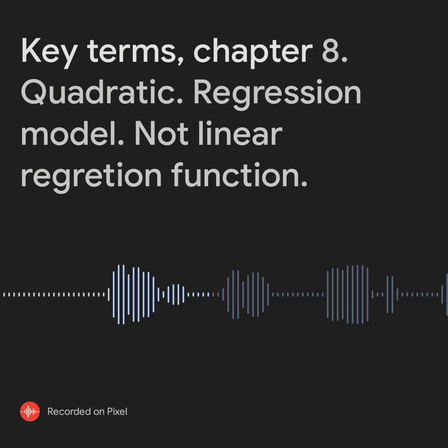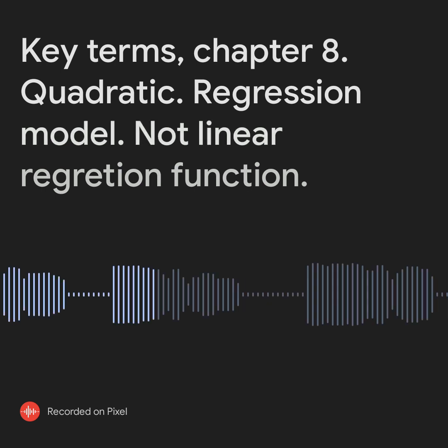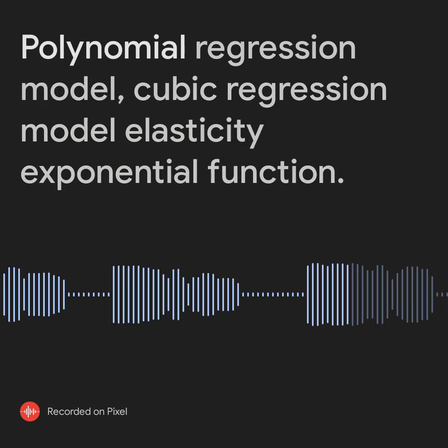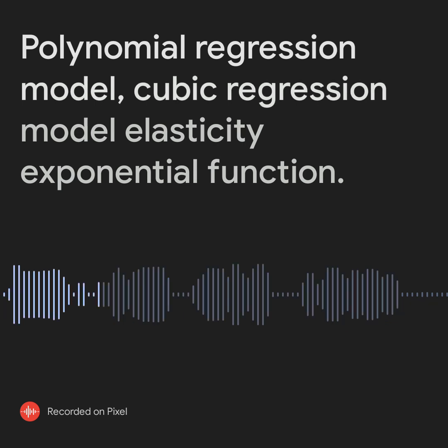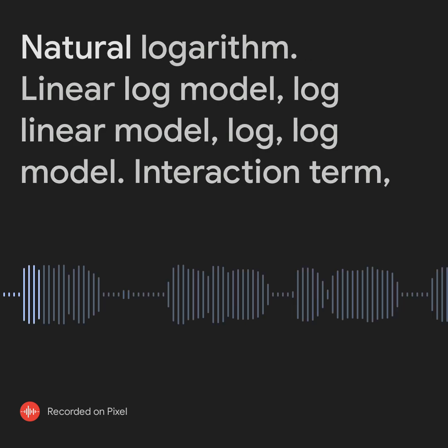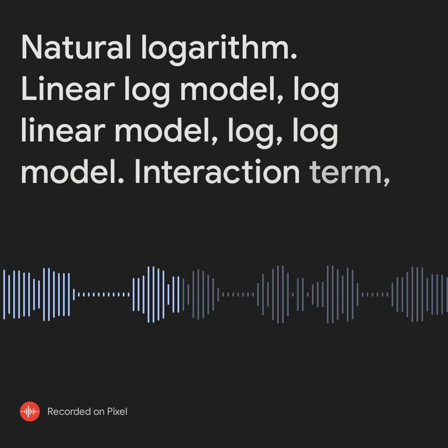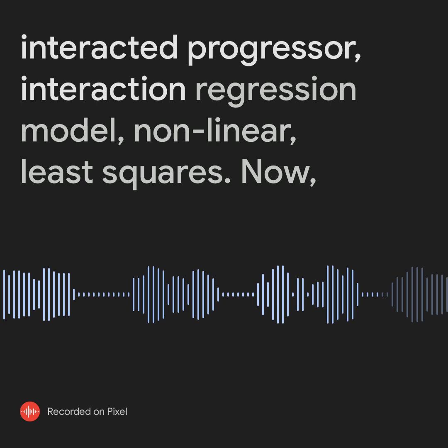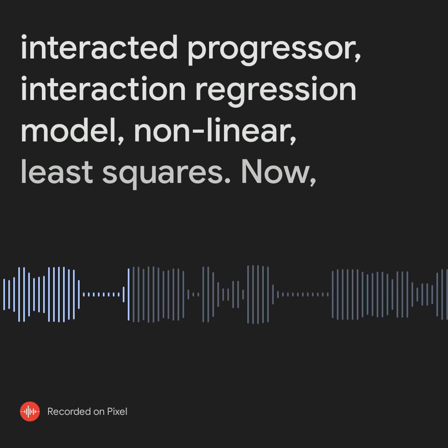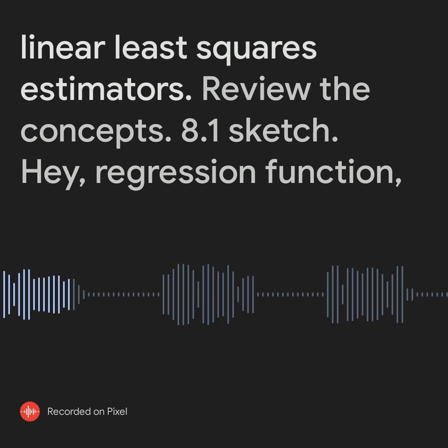Key terms, Chapter 8. Quadratic regression model, nonlinear regression function, polynomial regression model, cubic regression model, elasticity, exponential function, natural logarithm, linear-log model, log-linear model, log-log model, interaction term, interacted regressor, interaction regression model, nonlinear least squares, nonlinear least squares estimators. Review the concepts.